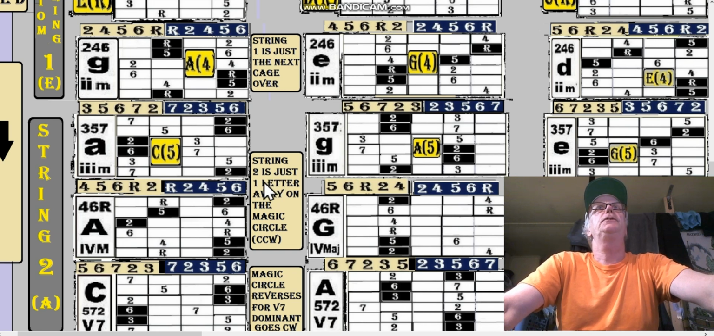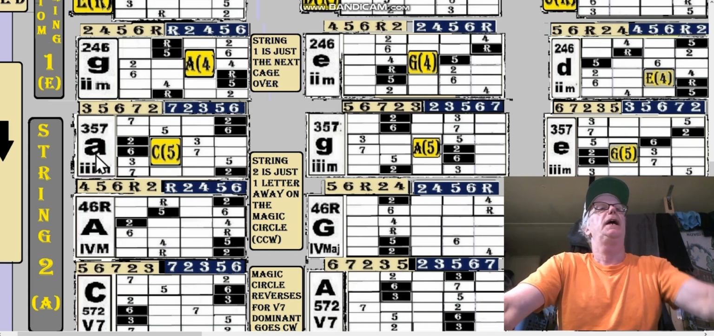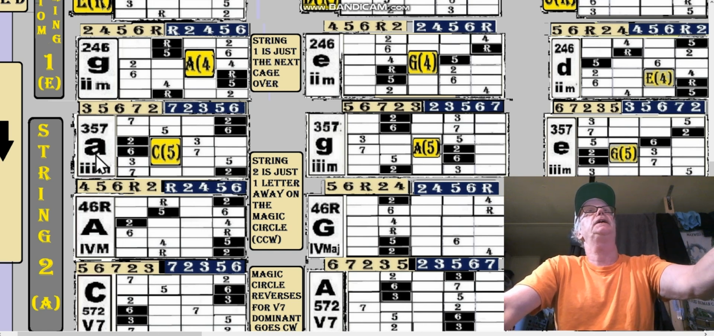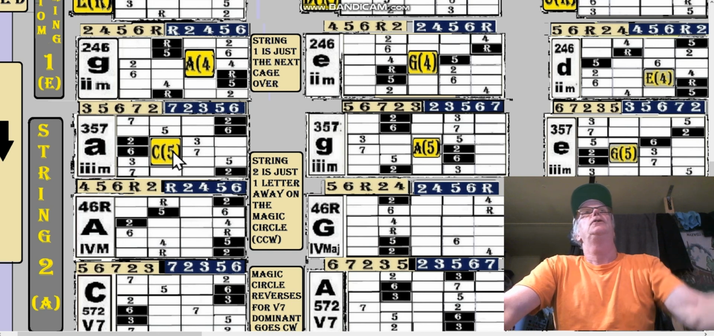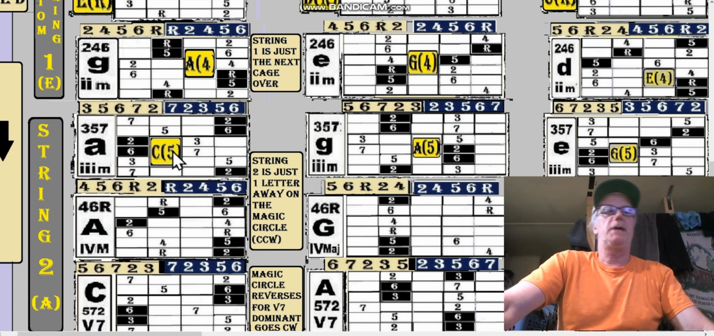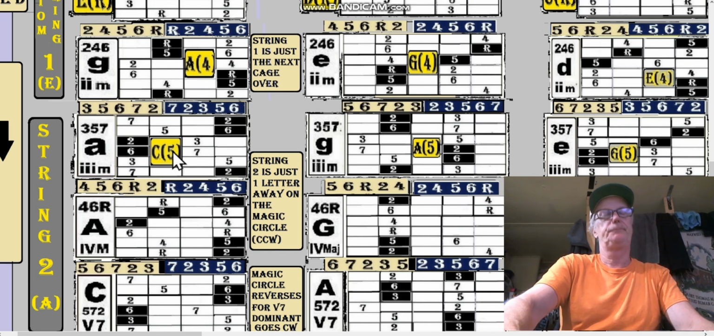It says string 2 is just 1 letter away on the magic circle counterclockwise. So it works for both of these. One letter on the magic circle counterclockwise. A is the 4th of E, and C is the 4th of G. So both of those on the magic circle work.